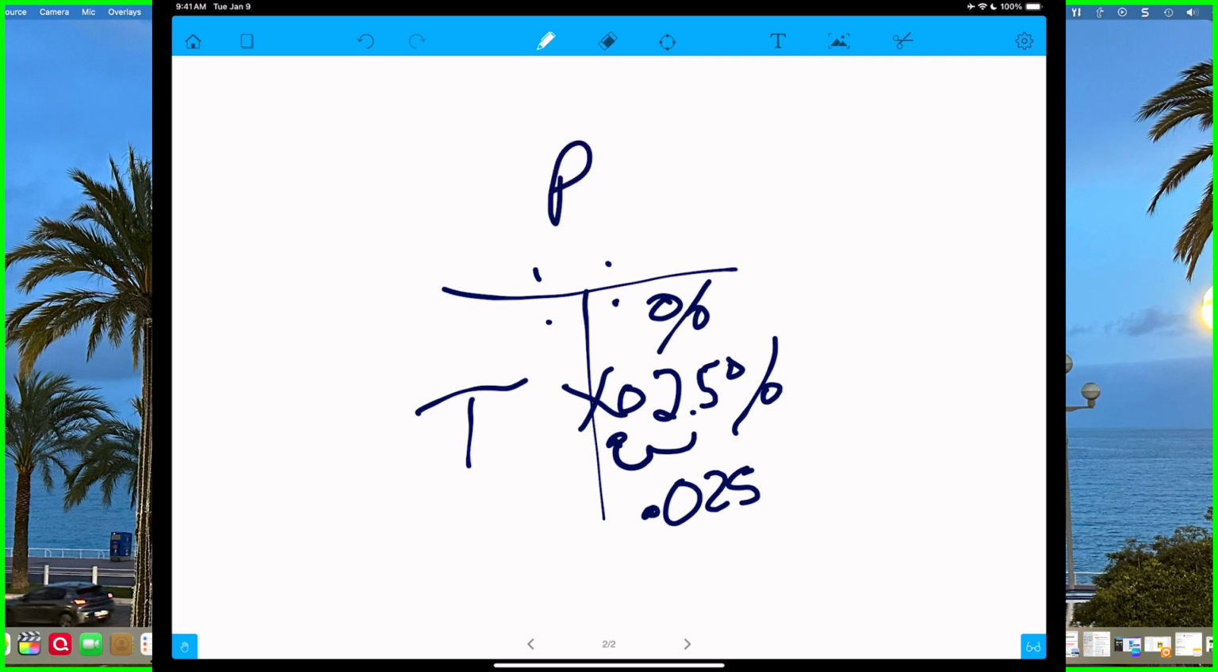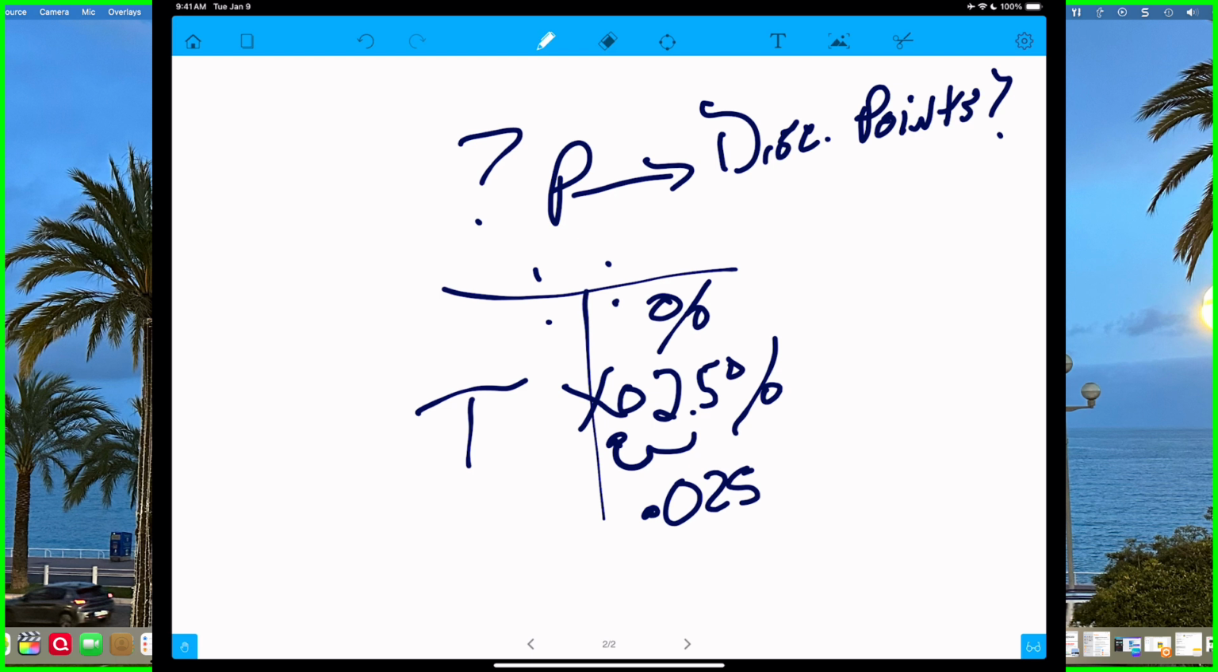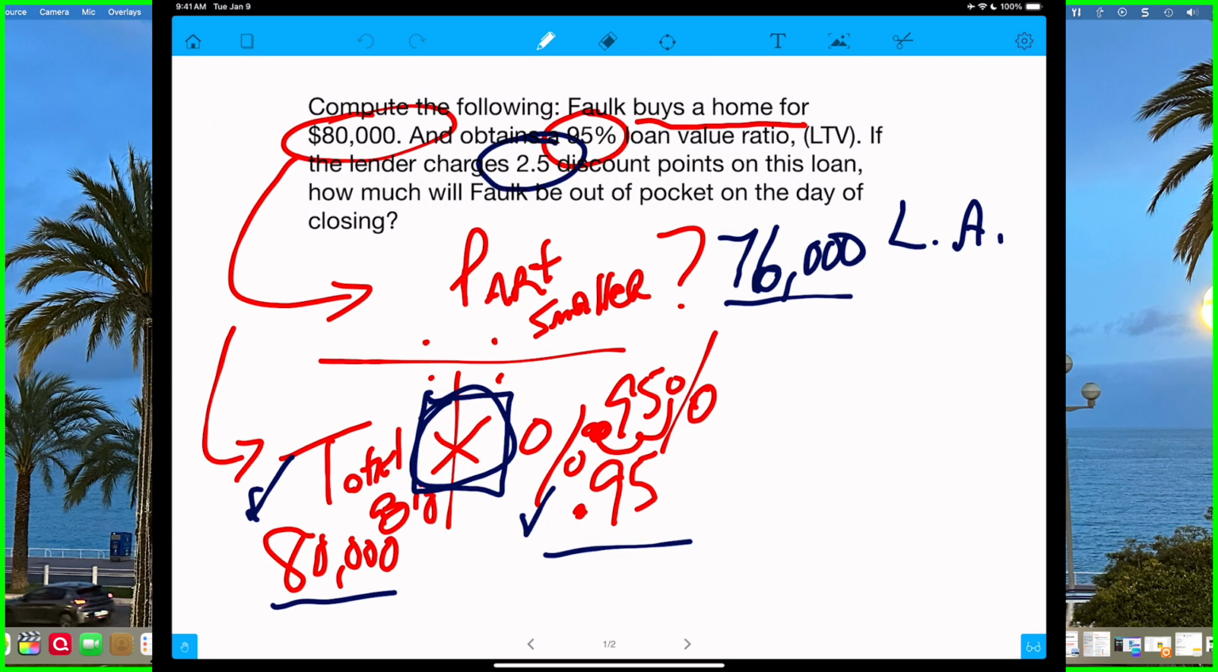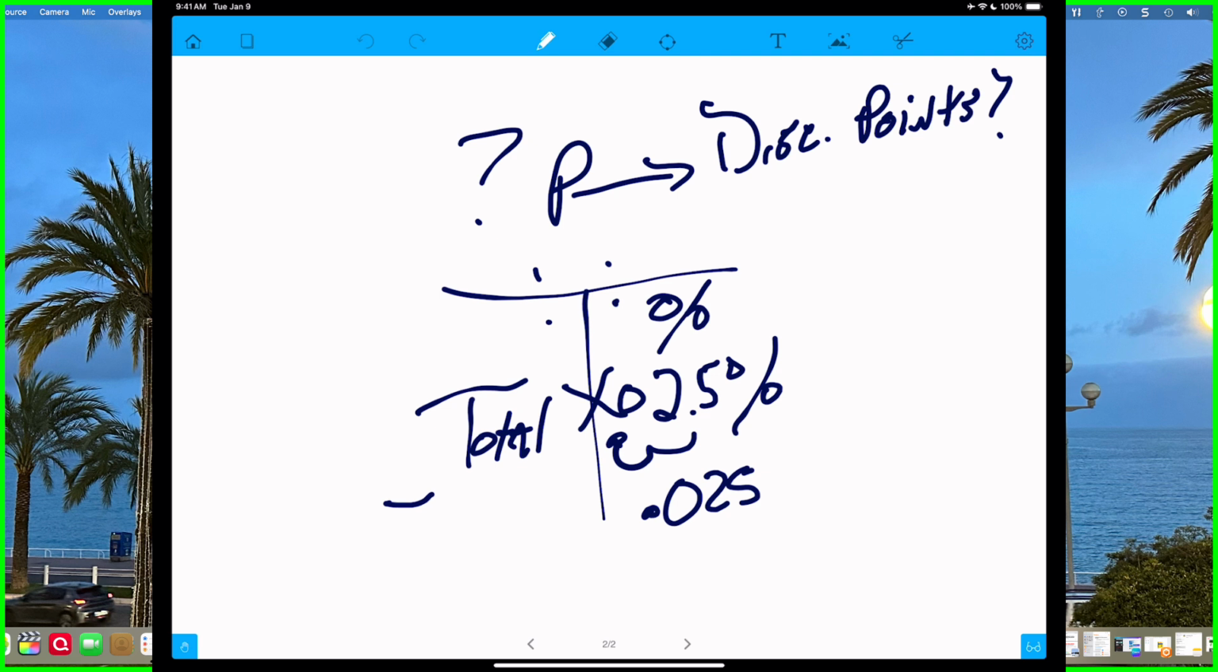What's part? Well, in this case, part is going to be the discount points. So that's what we're solving for. The total would be the loan amount. It's a bigger number, right? And the loan amount was how much? $76,000. So let's put $76,000 in here.